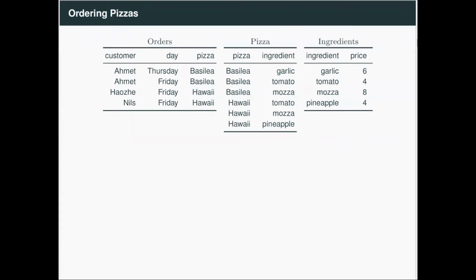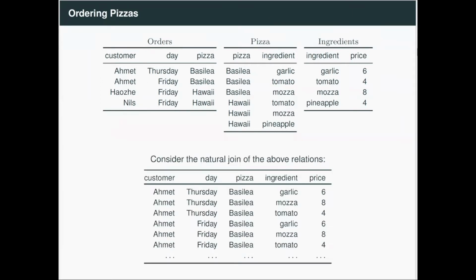Now consider the natural join of these three relations. Part of it is depicted here. As we can see, it entails a lot of redundancy. For instance, all shown tuples have the same customer Ahmed and the same pizza. Other values are also repeated. These repetitions are due to the semantics of the equality join. A natural question is whether we can reduce the number of such repetitions, and what would be the natural way to achieve this.